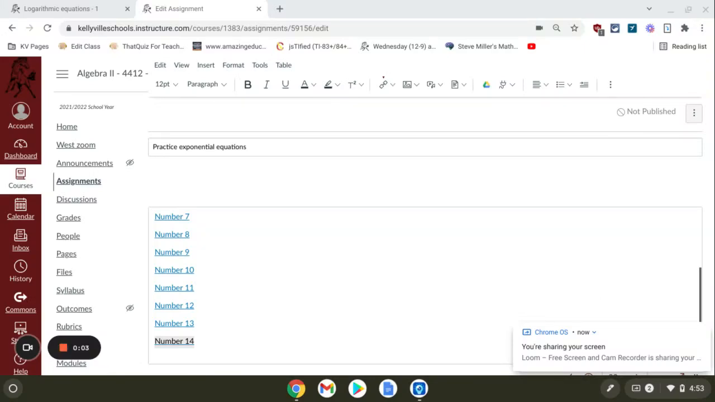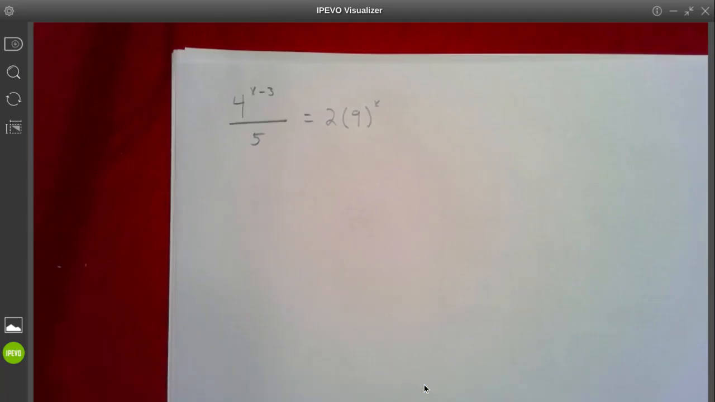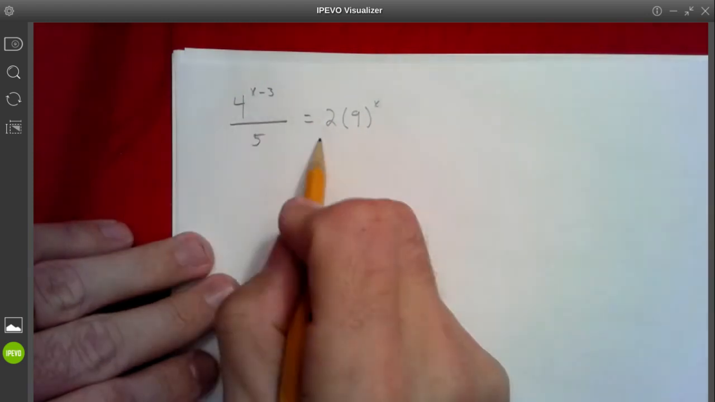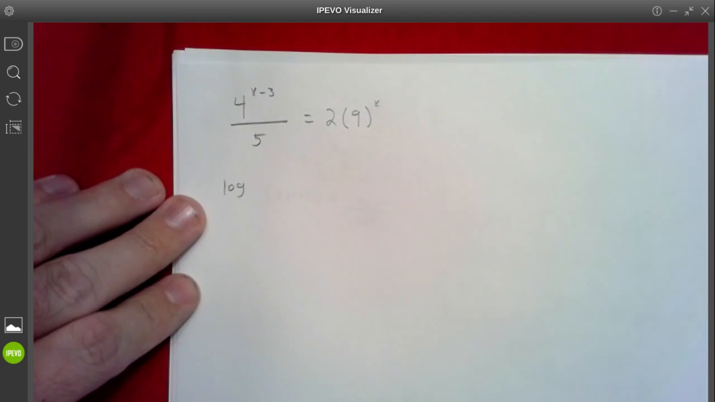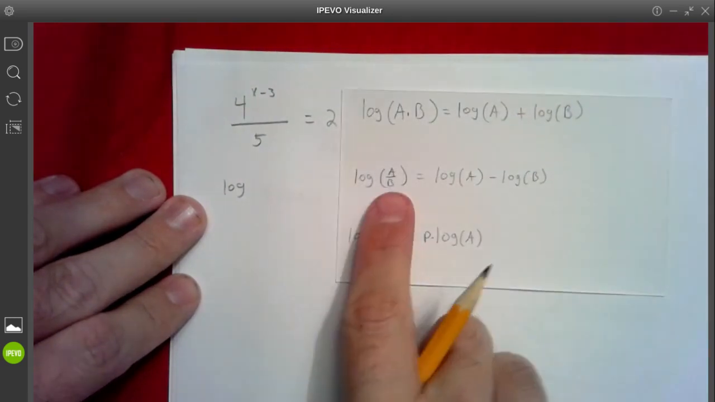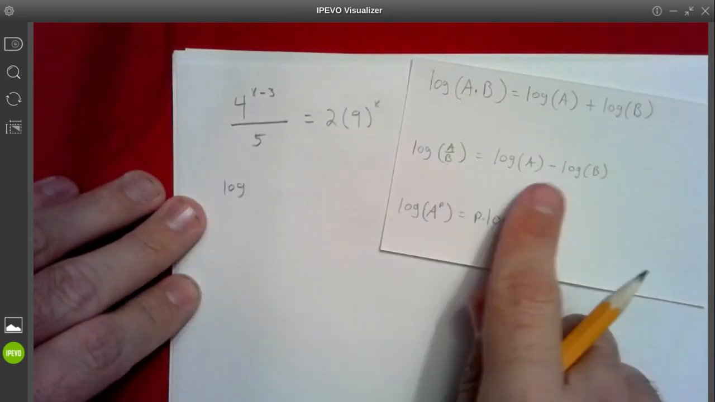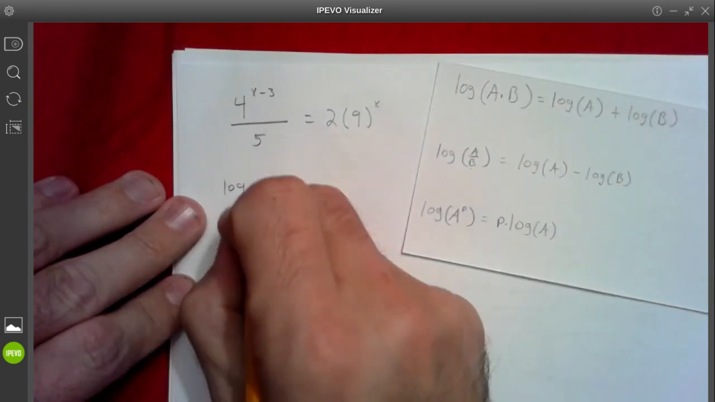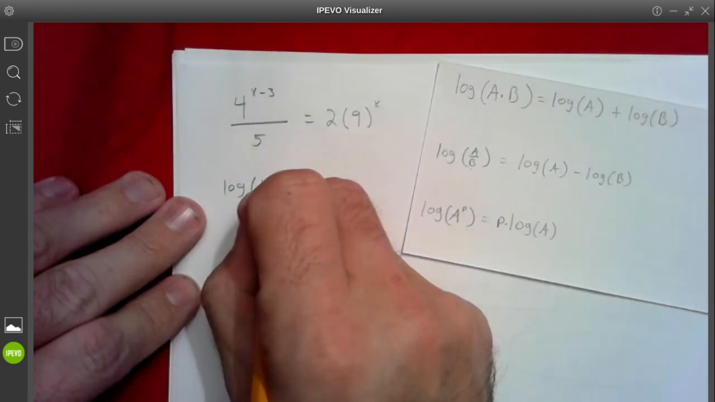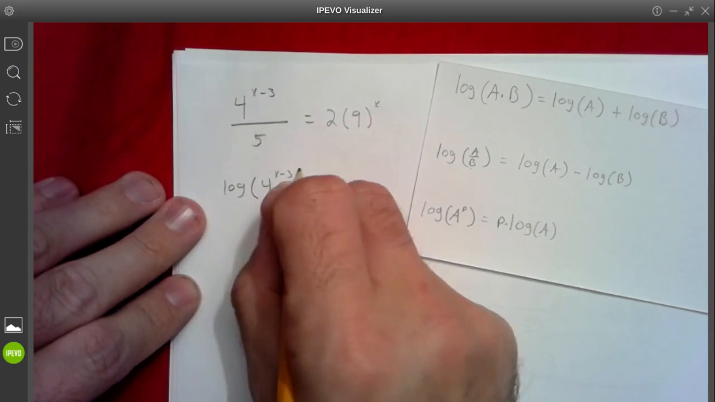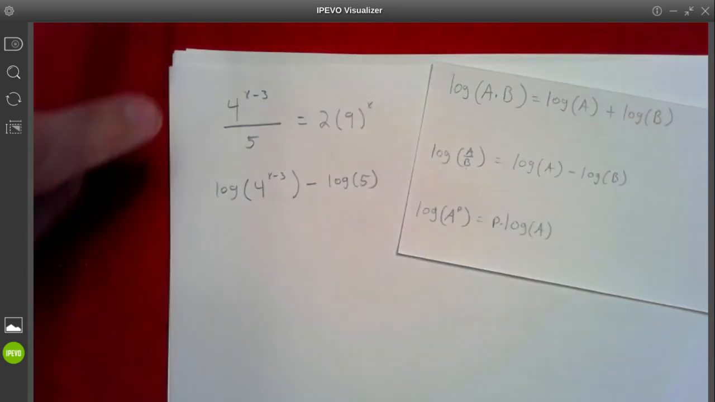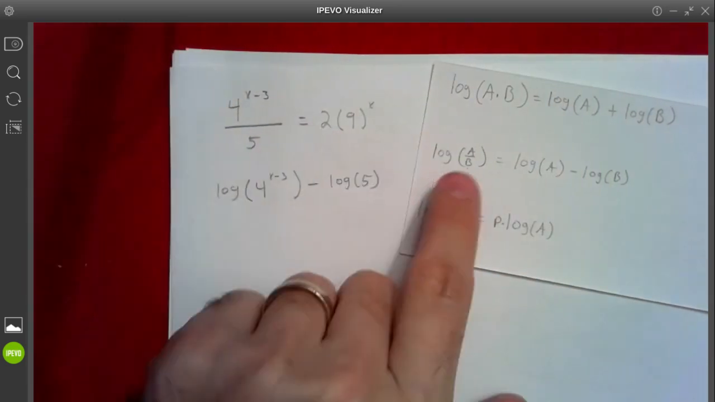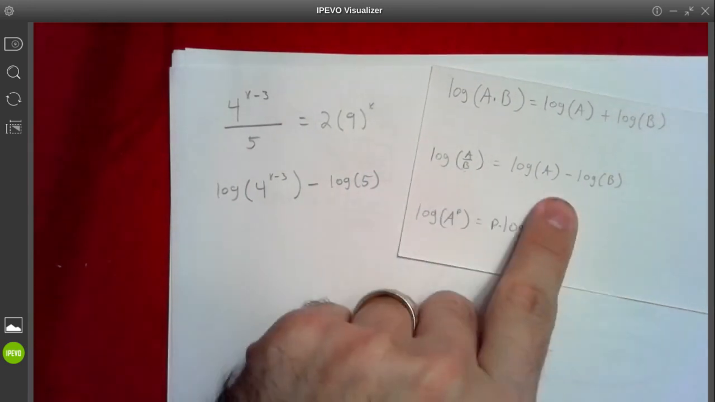All right. So if we take the log of both sides, let's get on the camera. There we go. If we start by taking the log of both sides, what that's going to do is give us this rule where the fraction here separates out as subtraction. So that would be log of 4 to the x minus 3 minus the log of 5. I'm taking the log of this whole thing like that, and it separates out as a subtraction.